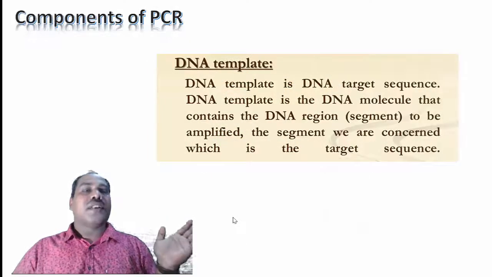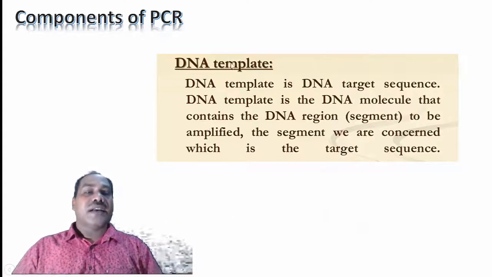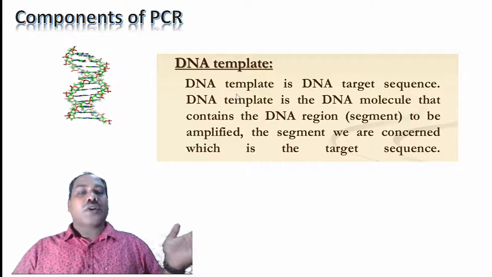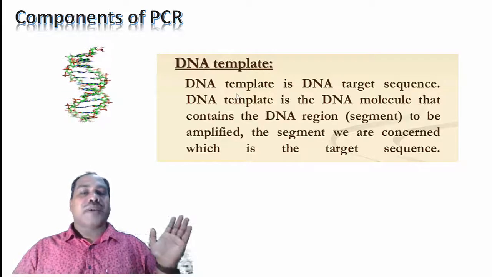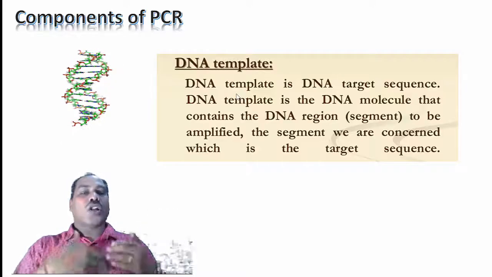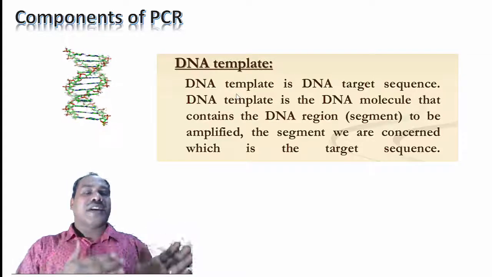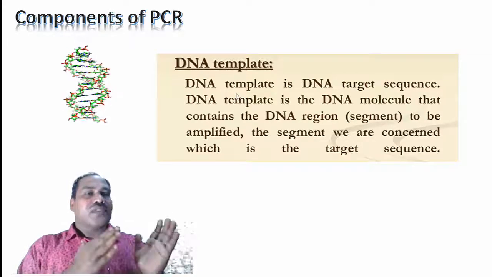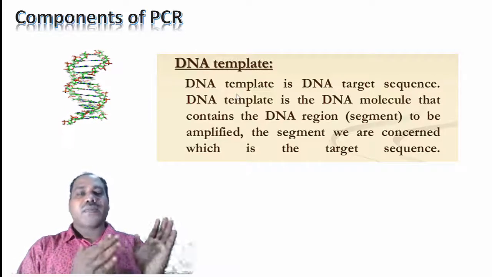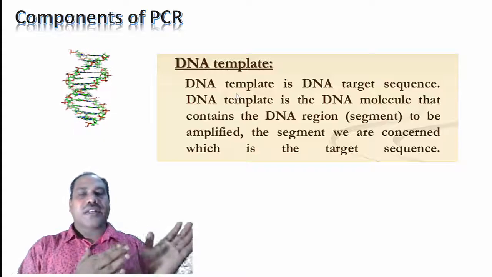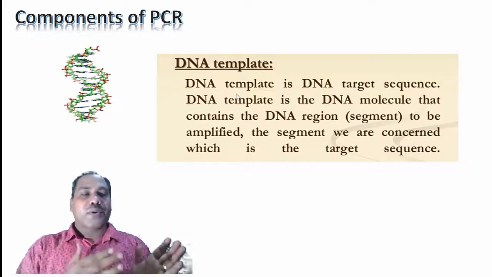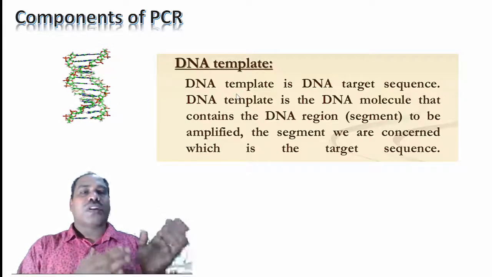First of all, the first component of this PCR is the DNA template. DNA template is the DNA molecule that contains the DNA region to be amplified, the segment we are concerned with, the desired segment or the target sequence which is to be amplified. First it has to be isolated from these organisms, and DNA samples can be isolated from plants, from animals, or from a genomic library or cDNA library. It has first been isolated and purified, and the purified DNA can be used for these PCR reactions.